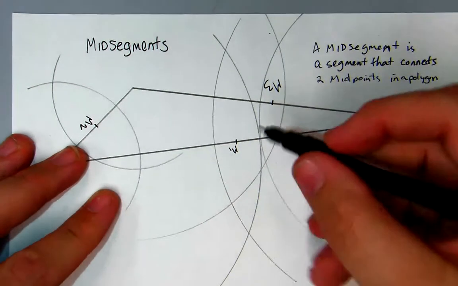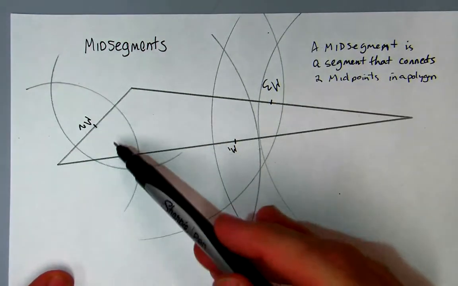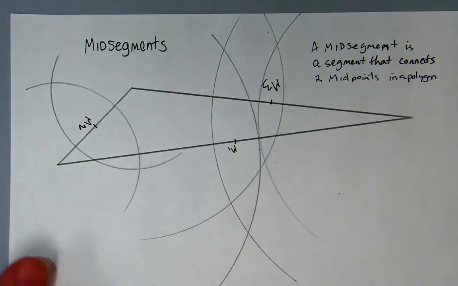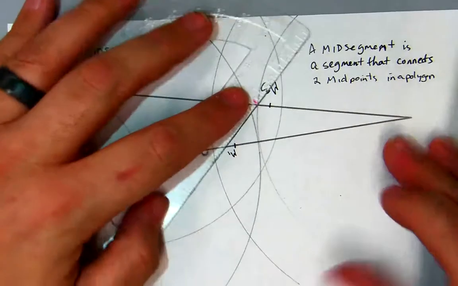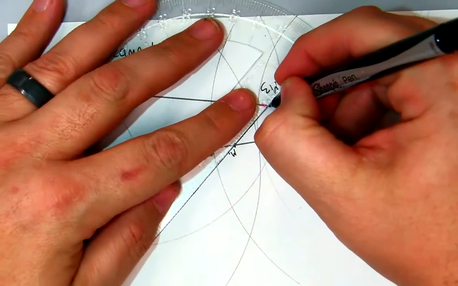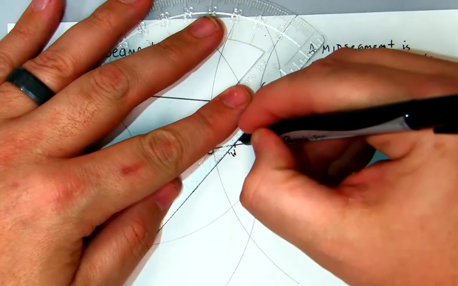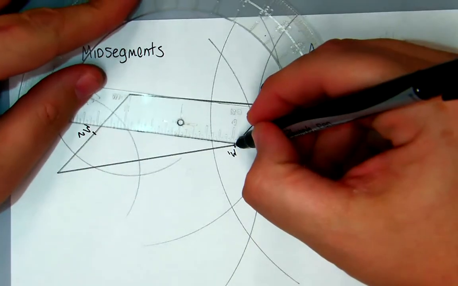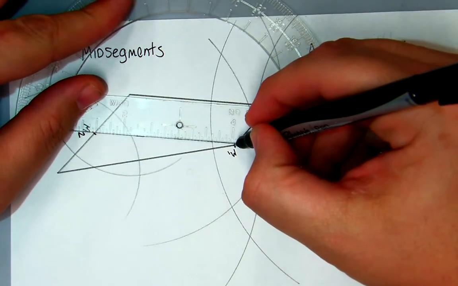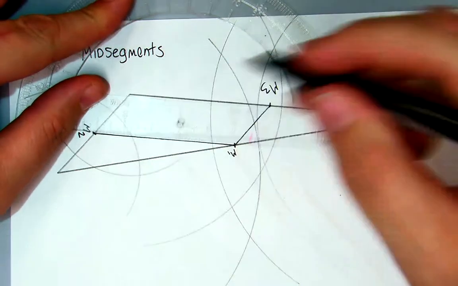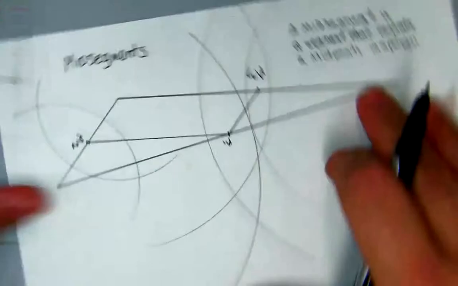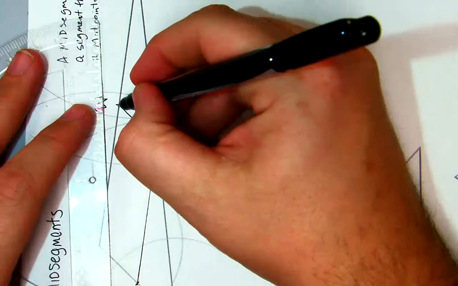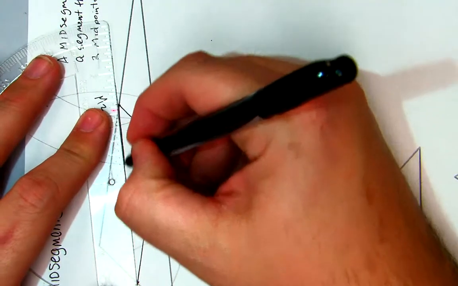To save some time, I already created the midpoints here, and the midsegment will just consist of drawing a segment from this midpoint to this midpoint, from this midpoint over to this midpoint, and this midpoint over to this midpoint.